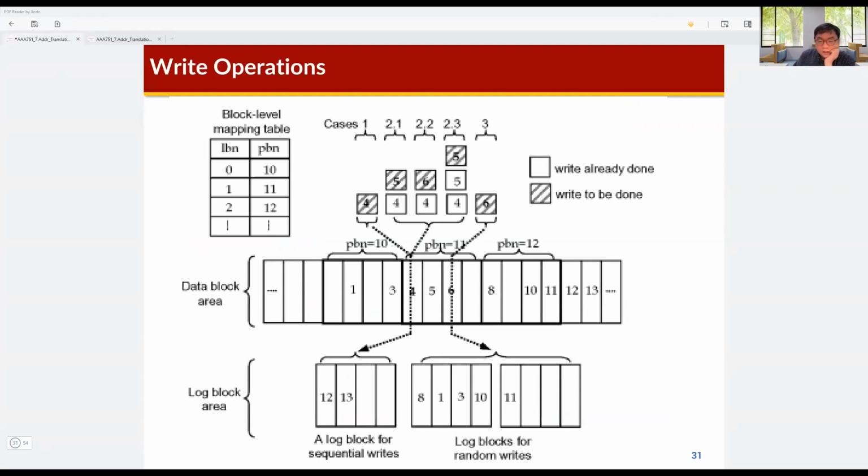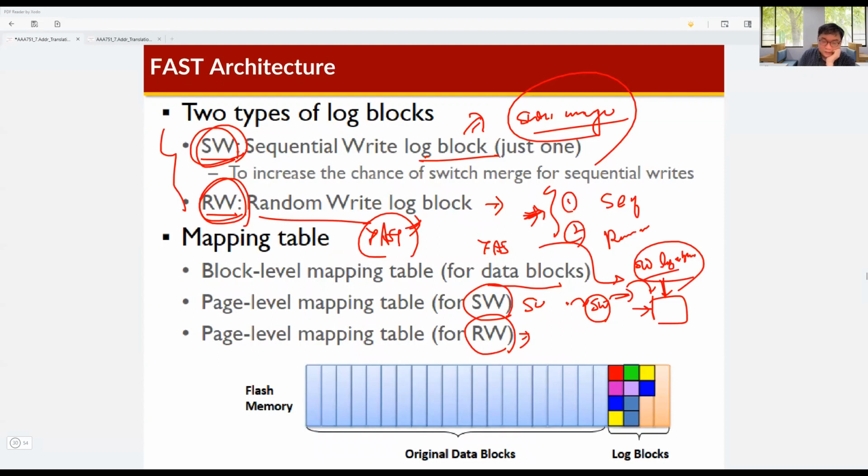And first, what is the problem of this mechanism? There are three kinds of blocks. The sequential write log blocks, and then random write log blocks. What's the problem? What is another issue to be solved? So another issue. What is another issue? We need to decide.